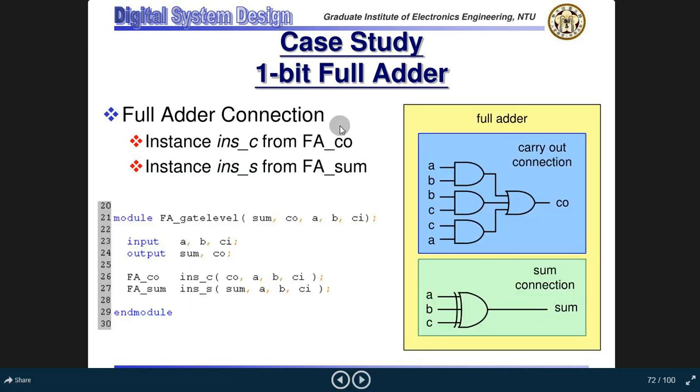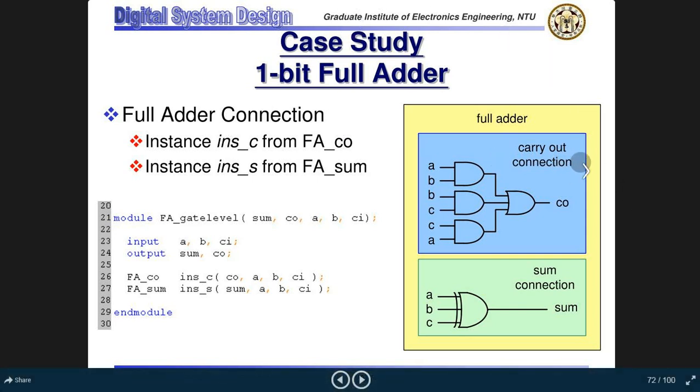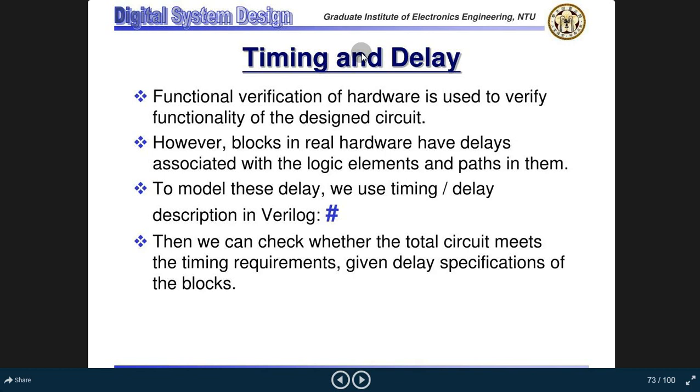Same case study, 1 bit full adder, connection instances inc slash c from fa comma slash co. These are the carry out connections, and these are the sum connections. Okay, and this is the total module structure, the code of this module structure. Okay, the timing and the delay.